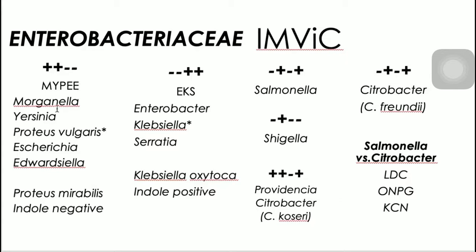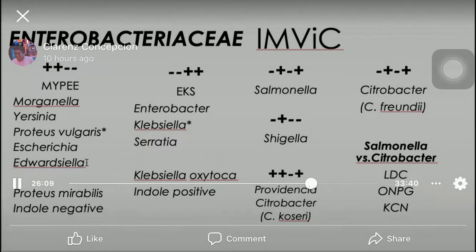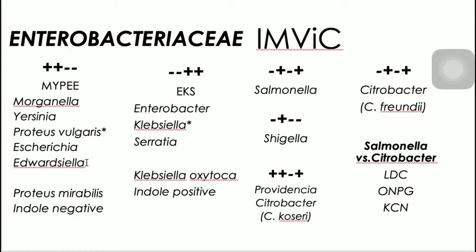So, we have MYP. So, M is for Morganella. Y is for Yersinia. P here is only for Proteus vulgaris, kasi yung Proteus vulgaris lang po ang indole positive, while Proteus mirabilis, Proteus penneri, they are indole negative. And then we have Escherichia, and then we have Edwardsiella. So positive, positive, negative, negative. Again, how can we differentiate Escherichia from Edwardsiella? Escherichia is lactose fermenter. Edwardsiella is a non-lactose fermenter. Okay? Ano pa? We can also differentiate them because Escherichia is H2S negative, Edwardsiella is H2S positive.